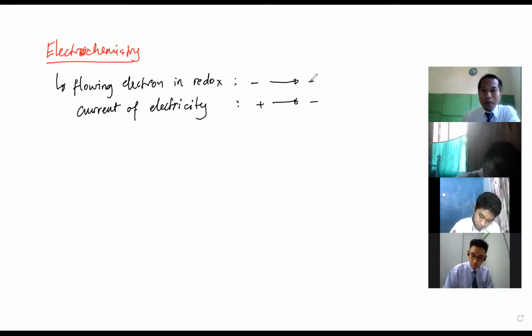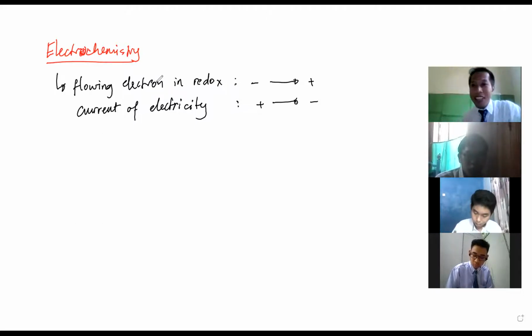Yeah, from negative to positive, the movement of the electron. All right. Now let's go in deep with what we call electrochemistry. In electrochemistry, we are going to have a cell. What do you understand about the cell? Of course, this is not the cell in biology.